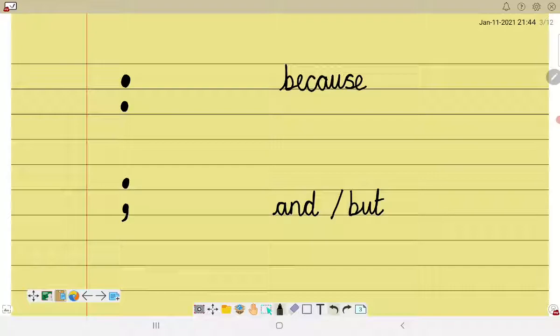What we need to remember is that a colon and a semicolon can replace certain words in a sentence. A colon can replace the word because, and a semicolon could replace the word and, or it could replace the word but.